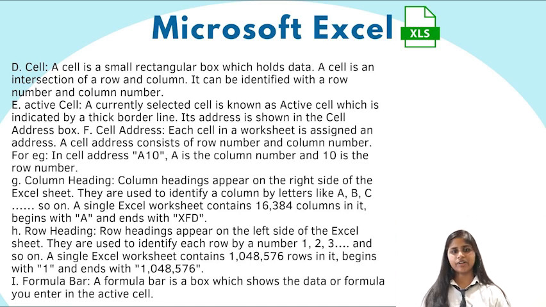Then we have cell address. Each cell in a worksheet is assigned an address. A cell address consists of a column letter and row number. For example, in cell address A10, A is the column and 10 is the row number.